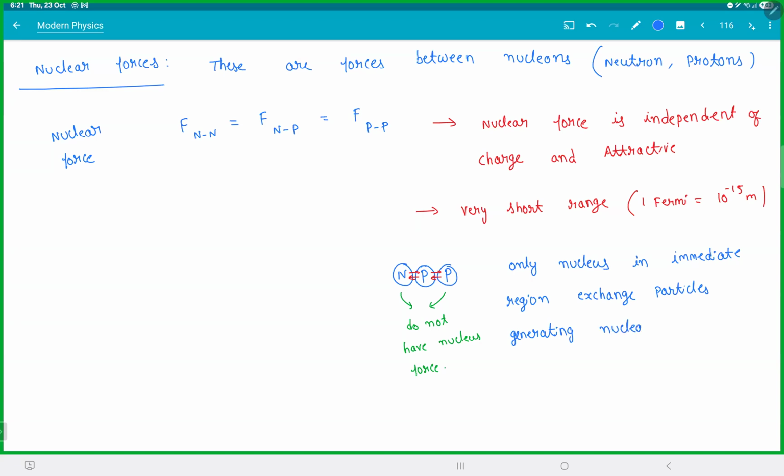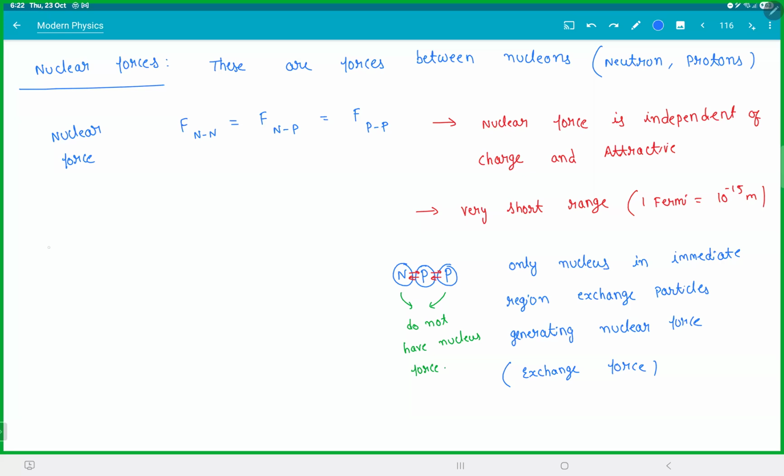A lot of stuff is unknown after that. These forces are called exchange forces because you're exchanging particles, and that is what is keeping them together. And that is the reason it needs to be very short range in order for this to happen. Once you exceed one Fermi, the force just vanishes. There is no force between them.